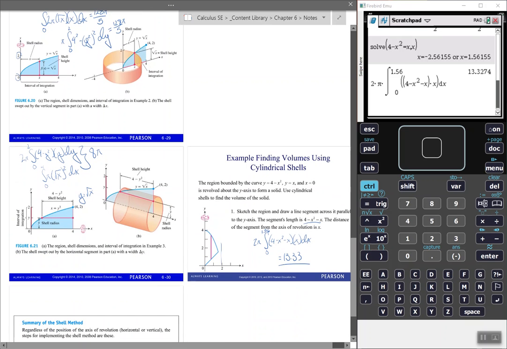And just be careful if there are intersections like this last example we did, that you calculate that point of intersection and don't just try to eyeball it from the graph and have an incorrect limit.